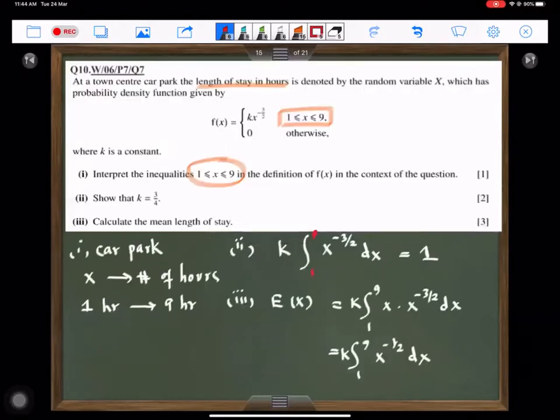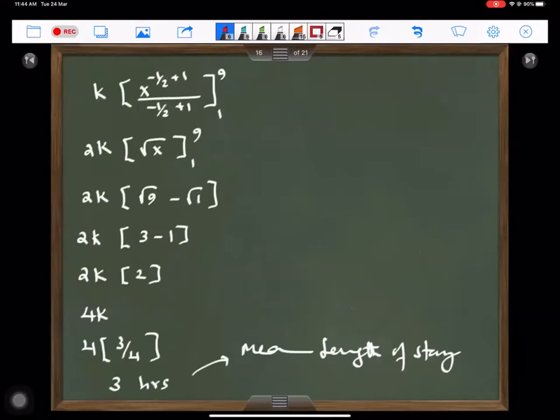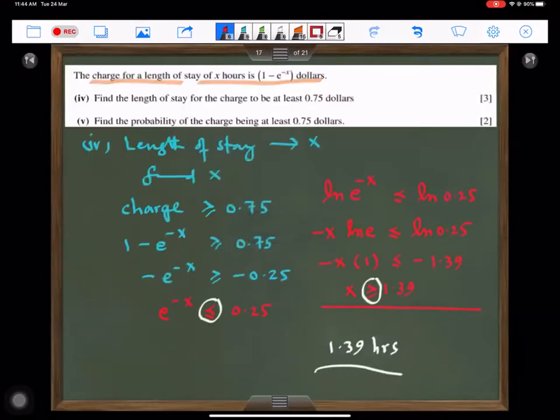Have a look at it again. The first part was the interpretation of x between 1 and 9. Second part was finding k. Third part was expectation. The first three parts, the first 6 marks, were easy. Then it's asking the charge for the length of stay. This part had nothing to do whatsoever with the PDF. It was just an equation given. Make it greater than or equal to 0.75. You have studied P3 very well, and of course you would be studying it more and more for the past papers.